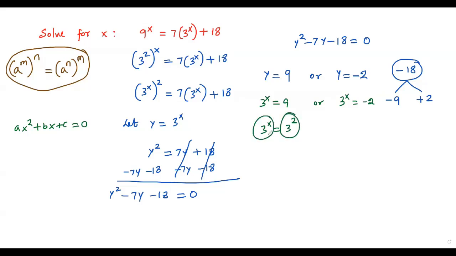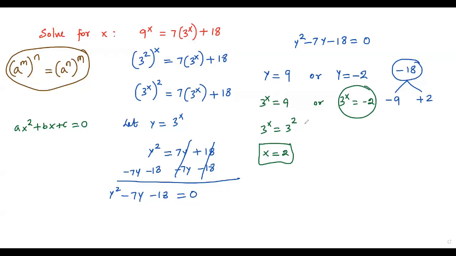Now these two terms are equal with the same base 3. Whenever two terms are equal with the same base, we can equate the exponents, and then we'll be getting x equals 2. So from the first equation I got x equals 2. Now let's go to the second equation.